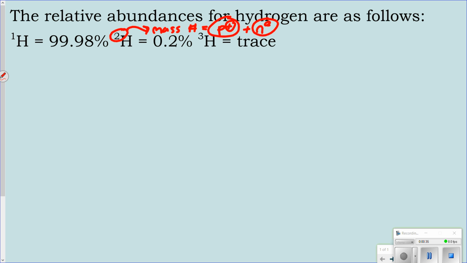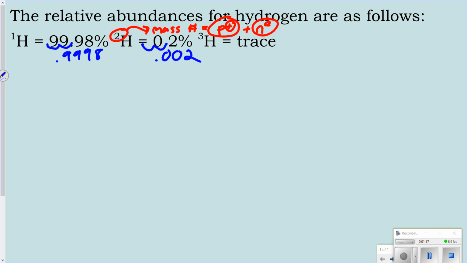What I'm going to do first in order to come up with the relative atomic mass of hydrogen is change each relative abundance from a percentage into a decimal. Essentially, all I have to do is mentally divide by 100, which means moving the decimal 2 places to the left. So I have now 0.9998 and 0.002.